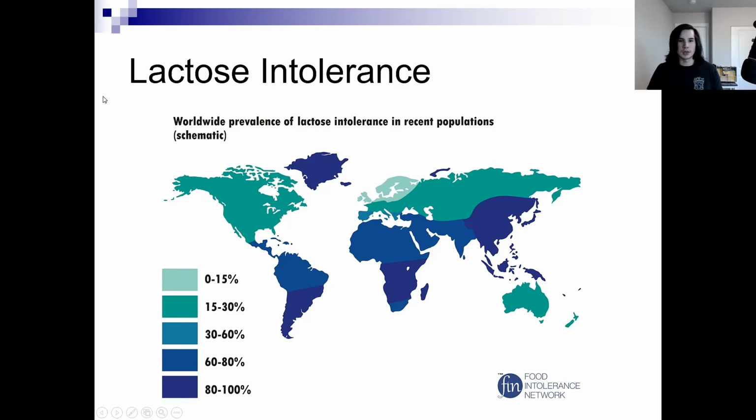Here is a map showing the incidence rate of lactose intolerance around the globe. If you notice, the darker it is, the more incidences of lactose intolerance you'll find. As you go south of the equator, you actually have a high incidence rate of lactose intolerance. And as you go north, with this being an exception, what you'll notice is this northern European area actually has the lowest incidence of lactose intolerance. What we call this is lactose tolerance.